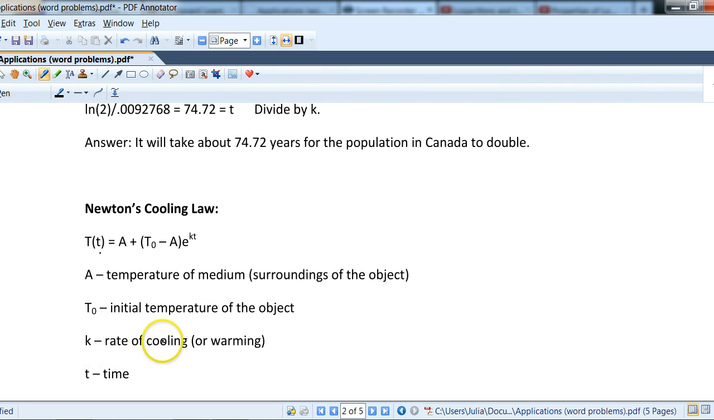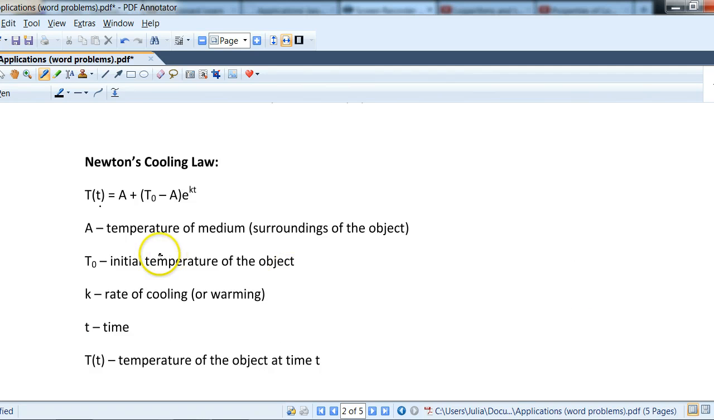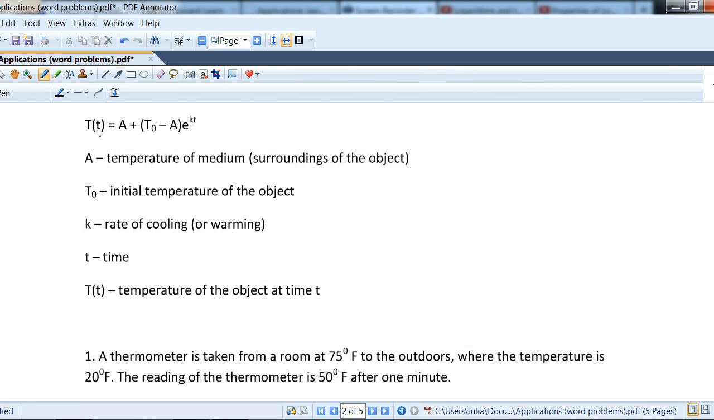K is the rate of cooling. You could really use it with warming as well, so it could be positive or negative. And t is the time, which again is usually in minutes. And T of t is the temperature of the object at time t. So if it's cooling, it should be less than the original.